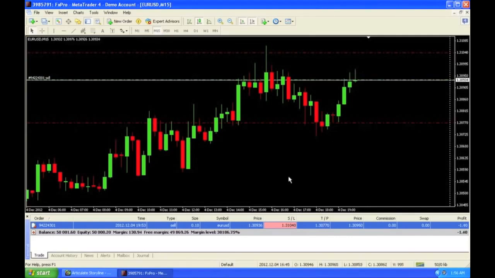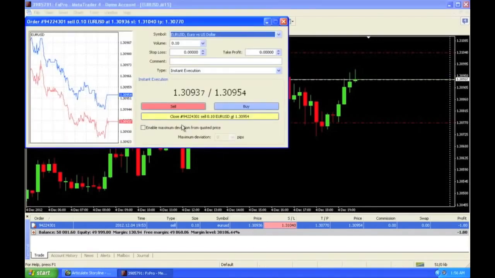Now I'm going to go ahead and close these trades. This was just for the sake of an example. I'm going to double click here. There's a close button here. I am closing now at market price, which is a market order. I am placing a market order to close.